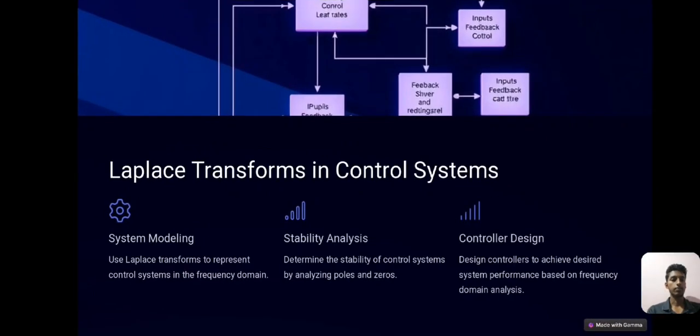Laplace transforms in control systems. System modeling: use Laplace transforms to represent control systems in the frequency domain. Stability analysis: determine the stability of control systems by analyzing poles and zeros. Controller design: design controllers to achieve desired system performance based on frequency domain analysis.